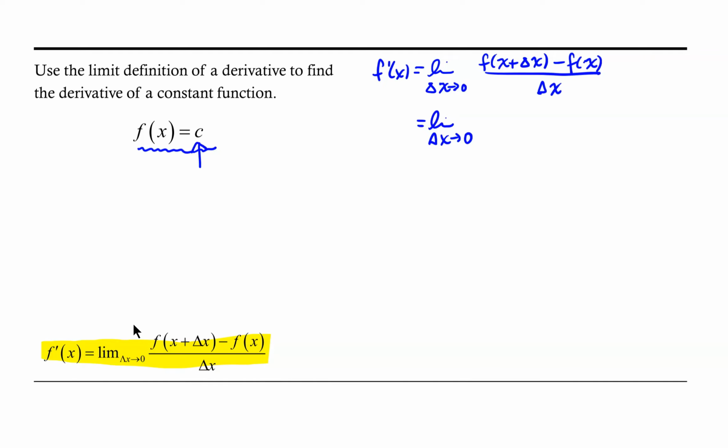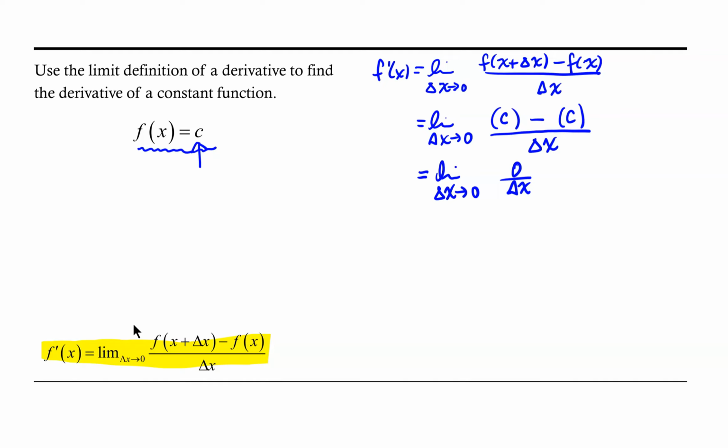In my function, everywhere there is an x, I'm going to replace it with delta x. You'll notice that there is no x in the definition of the function, so I cannot replace x with delta x. In other words, our function just remains c, minus our original function, which was defined as c, over delta x. So that gives us the limit as delta x goes to 0 of 0 over delta x.